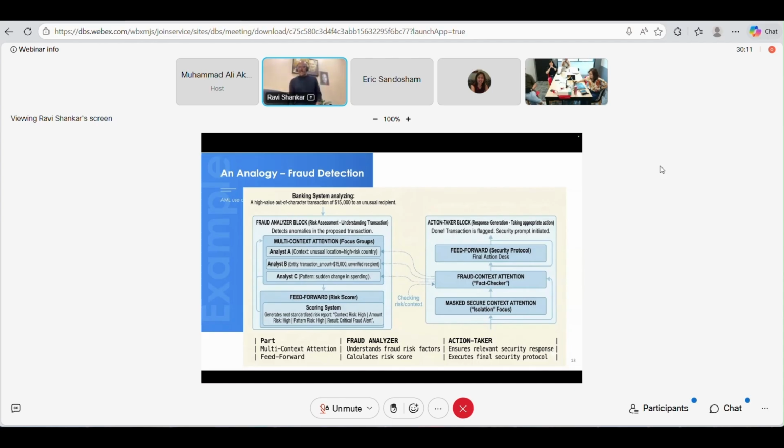There is a fraudulent transaction, $15,000 to an unknown or unusual recipient in an unknown country. How will the encoder-decoder transformer work? On the left-hand side, you will see a multi-head attention. It is going to split your words, attach a geospatial coordinate, understand the relationship, and then go to a feed forward, which will do a risk scoring and give it to the multi-head attention on the right side, which is the decoder. It is going to analyze the same cycle again, and then finally takes an action.